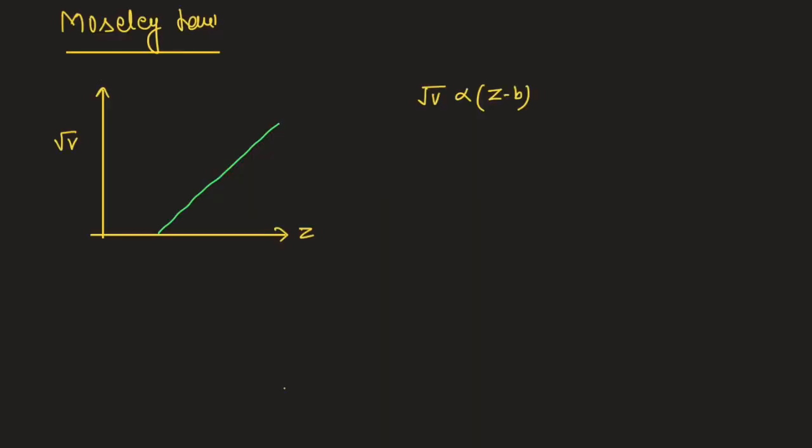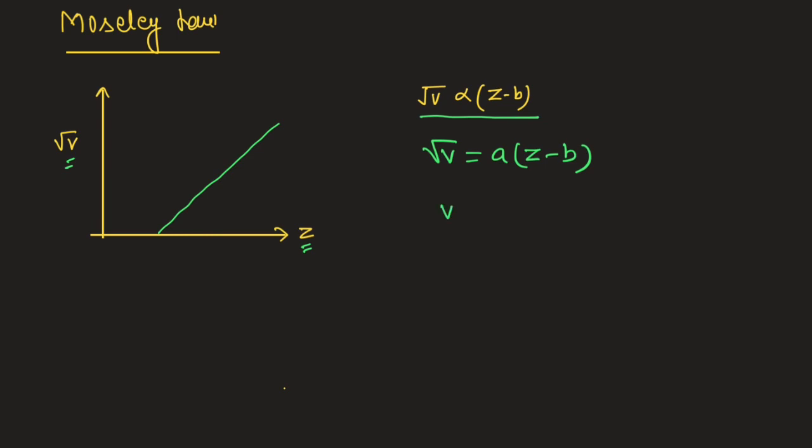Next is Moseley's law. Moseley said that the square root of frequency is directly proportional to atomic number. So he gave that square root of frequency is directly proportional to Z minus b. And if you remove this constant, we get a(Z minus b), where a and b are constants.